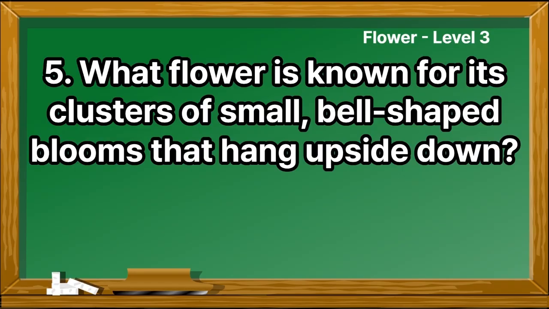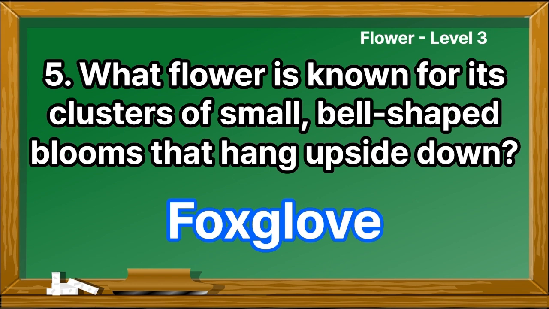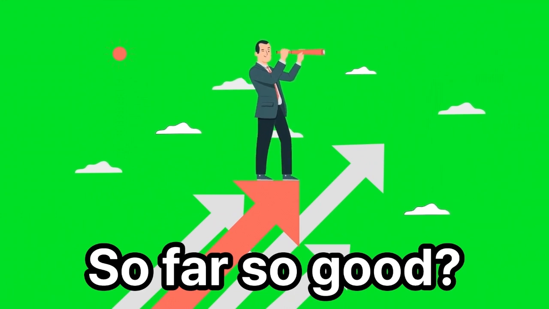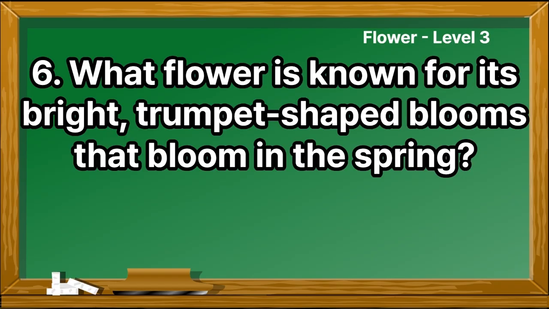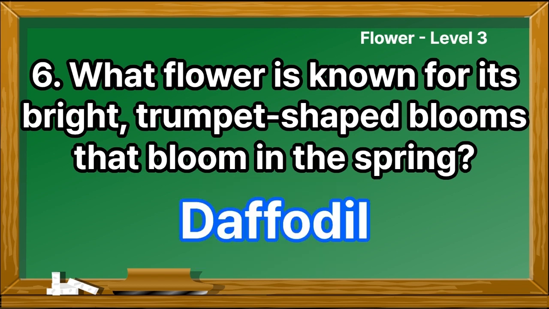What flower is known for its clusters of small, bell-shaped blooms that hang upside down? Foxglove. So far so good? What flower is known for its bright, trumpet-shaped blooms that bloom in the spring? Daffodil.